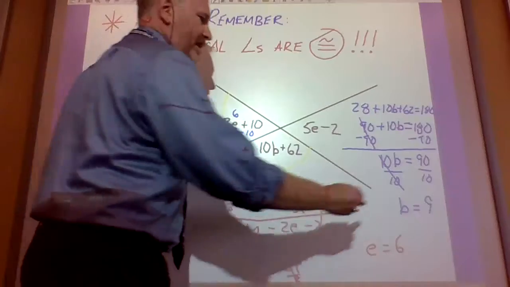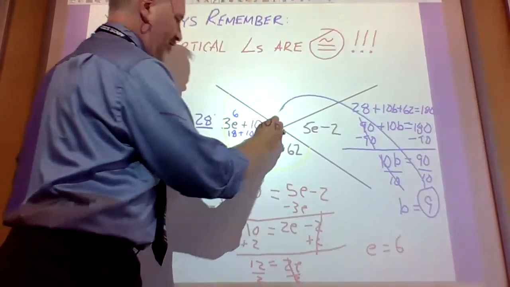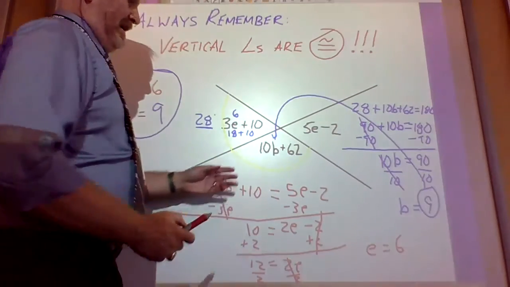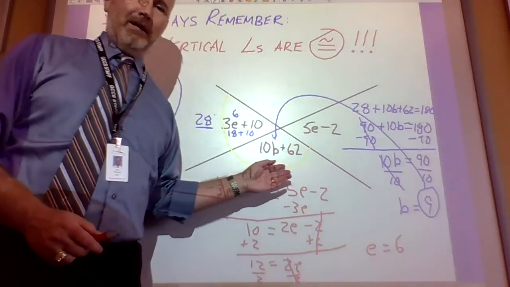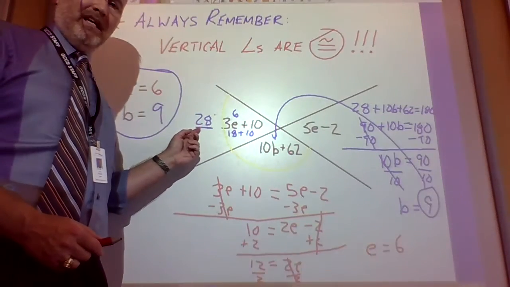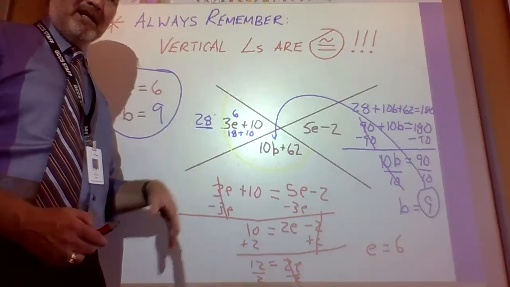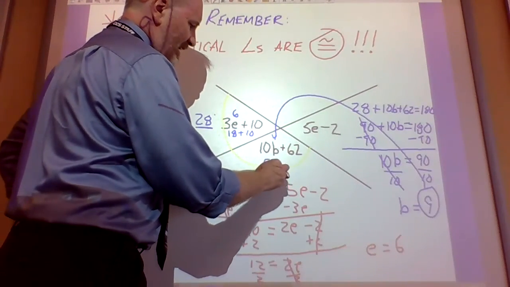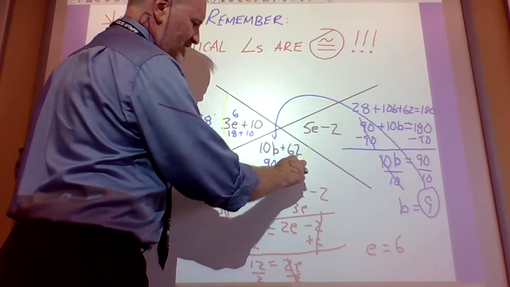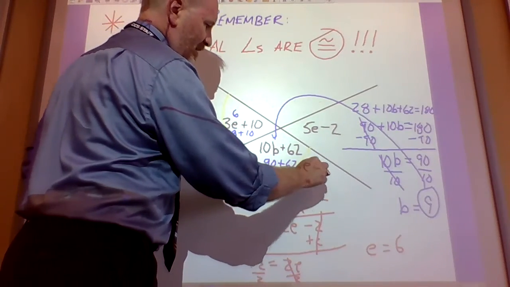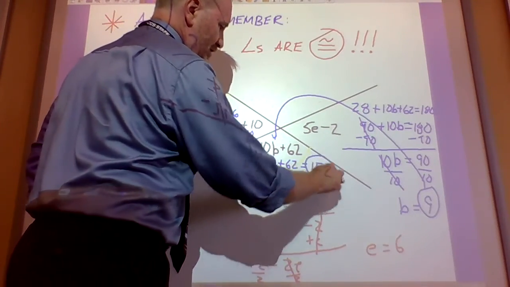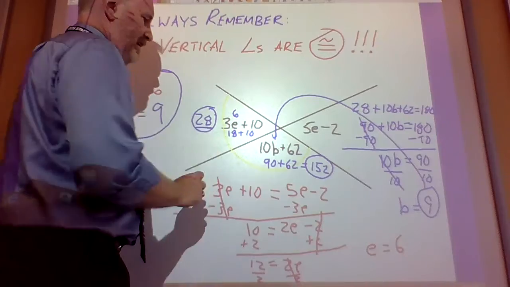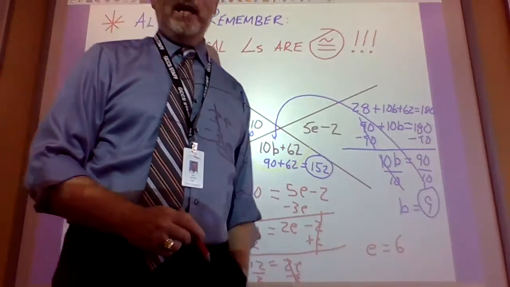I'll just go ahead and do that since we're about done anyway. I'll put the 9 right here. And as you remember, we said it should come out to be 152 because that's what you need to add to 28 to make the 180. So 10 times 9, that would be 90, plus the 62. Sure enough, that comes out to 152. So I can feel pretty confident because those two numbers add up to 180.